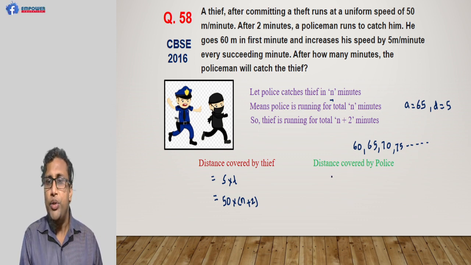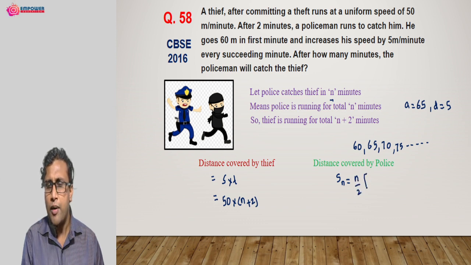So now we are going to use the formula for Sn here. So what is the formula for Sn? Sn is nothing but n by 2 bracket 2a plus (n minus 1) d. So this is my formula, right?